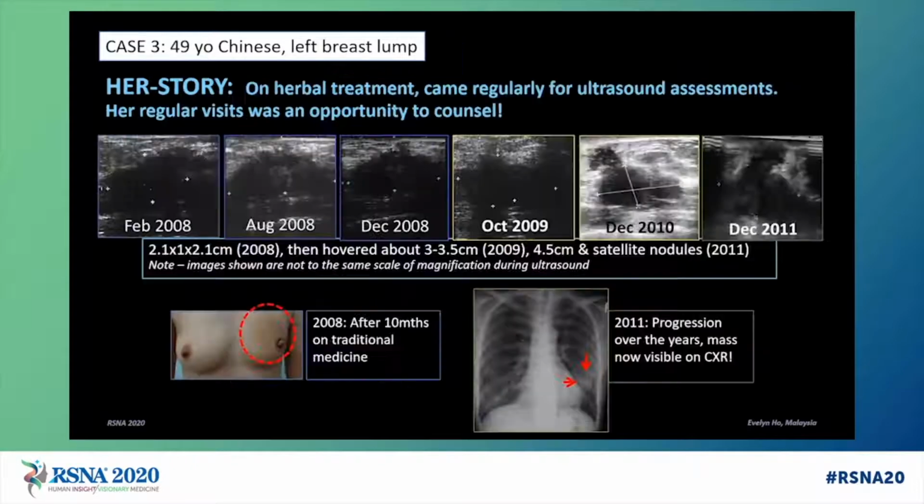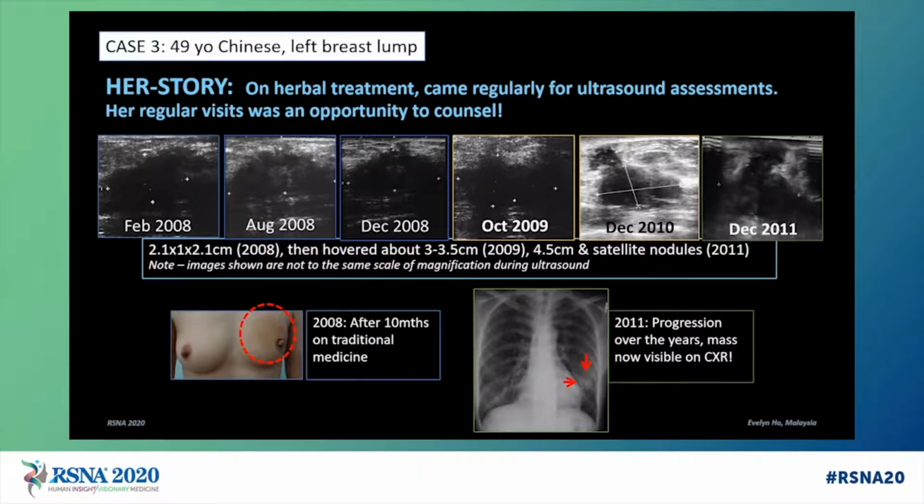The ultrasound series is not to the same magnification scale and is shown to illustrate her regular visits to our department. The ultrasounds were recommended by a Chinese medicine doctor, chosen for its safe profile and relatively lower cost, whilst mammography's radiation was deemed harmful. It was to review her response to the Chinese medication.